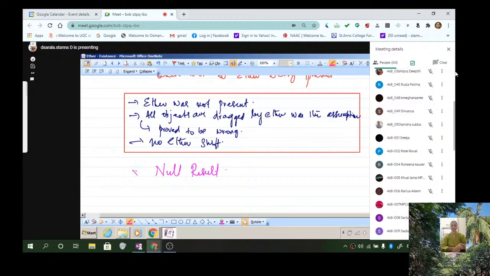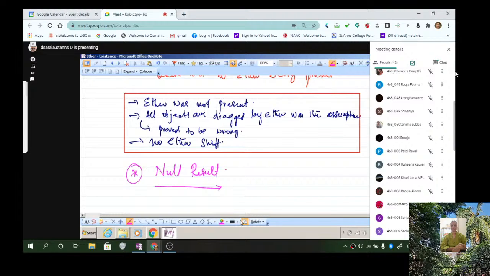When you say null, what does it mean? It is not giving you any results which are positive. It is a null result. So there is no ether drag, there is no ether velocity.